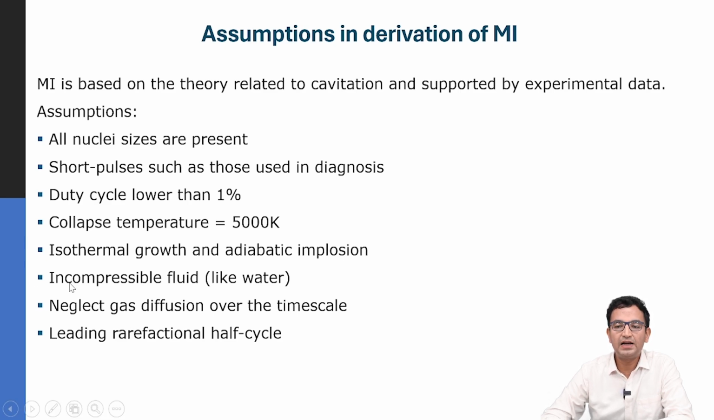Next, the host fluid that is considered is incompressible, and water is largely incompressible, and the tissue can also be considered incompressible, because it is largely composed of water. Further, to simplify the model, gas diffusion is neglected over the time scale of the oscillations, which is also a fairly reasonable assumption. Lastly, this model assumes a leading rarefractional half cycle. Essentially, it assumes that the rarefractional part happens first during the pulse.